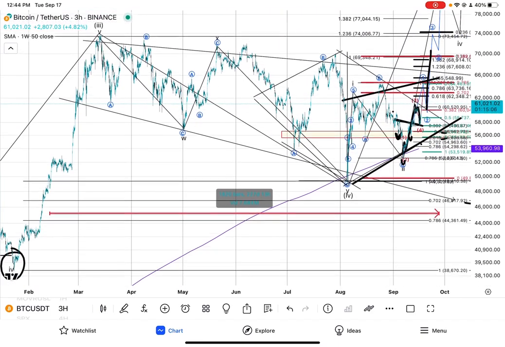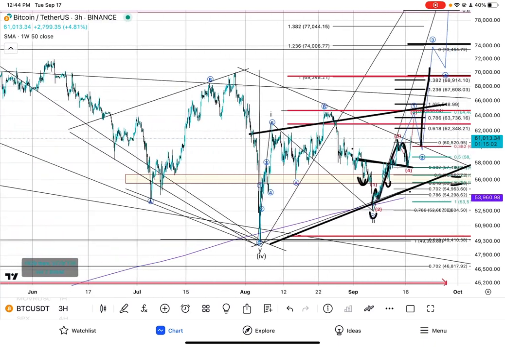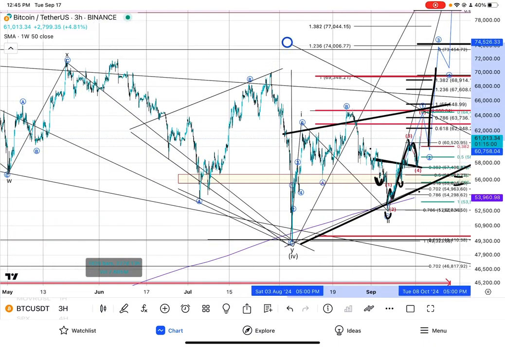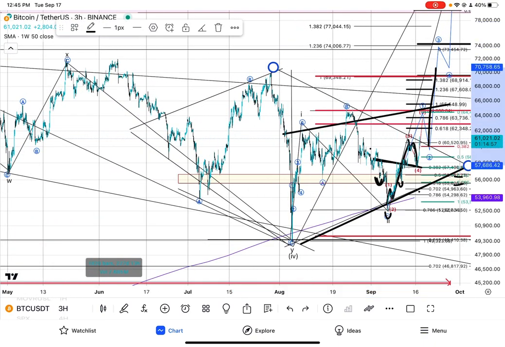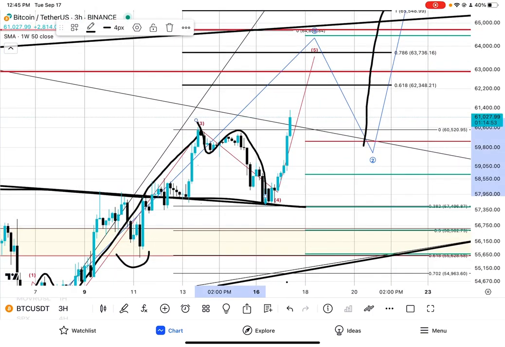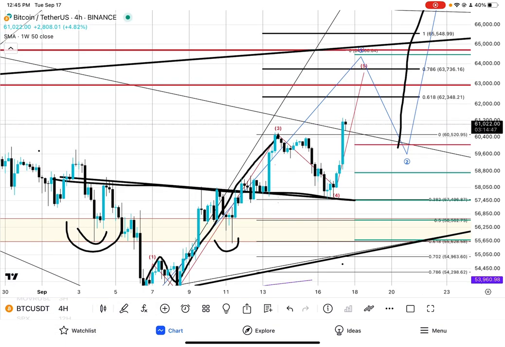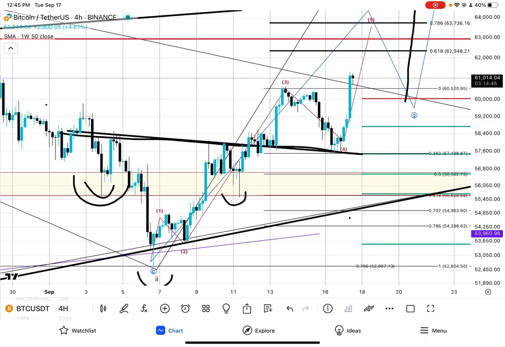Okay, looks like we're attempting a break above the upper boundary of this diamond bottom pattern over here. See this trend line? If we look a little closer, we see that we are attempting a breakout. Now bulls would just want to see a 4-hour close above it. So the 4 hours looking pretty strong.